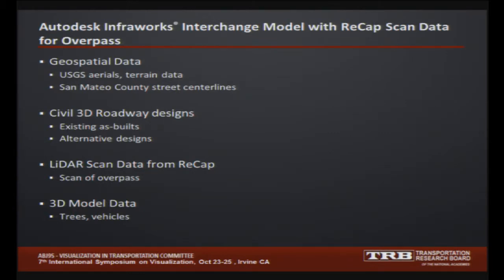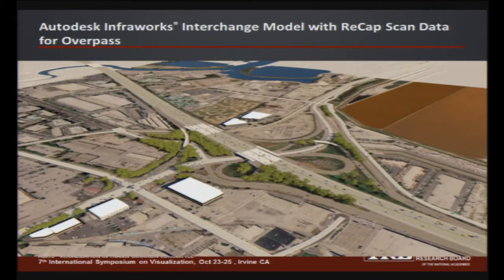We built the existing road network around the interchange in Civil 3D, and then we also developed several alternatives that we were proposing in Civil 3D. We also created a LiDAR scan, or captured a LiDAR scan of the overpass. The underside of the overpass was sort of the critical design element, the width of the pier to abutment and the height of the overpass. We also brought in some trees and vehicles from 3D Studio Max.